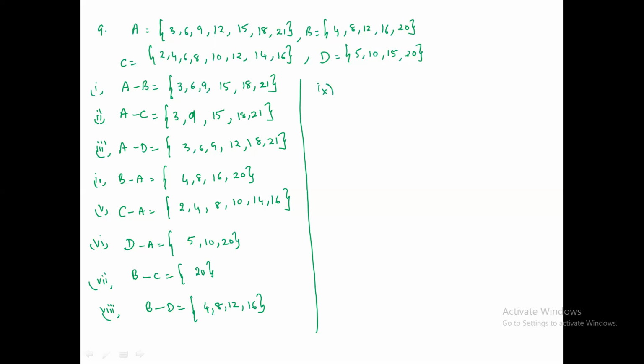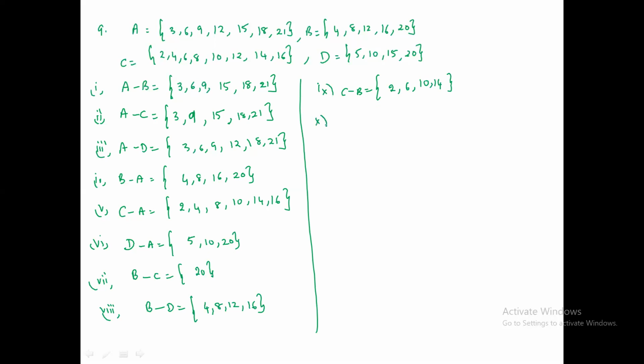Okay, next ninth. C minus B. From C, you have to remove B. Like you have to remove 4, 8, 12, 16, 20. So when you remove 4, 8, 12, 16, 20 you can't remove. You will have 2, 6, 10, 14 because we are removing 4, 8, 12, 16. So left is 2, 6, 10, 14 for C minus B.